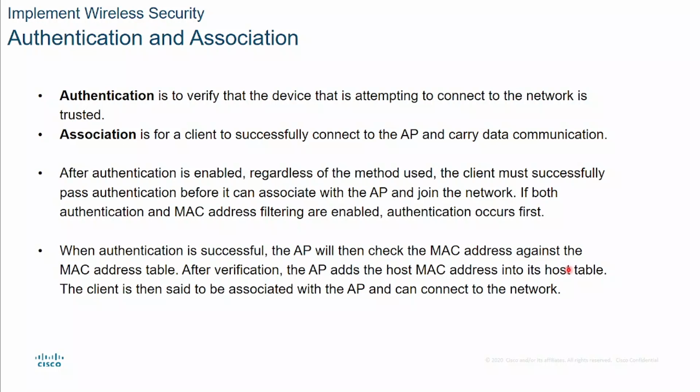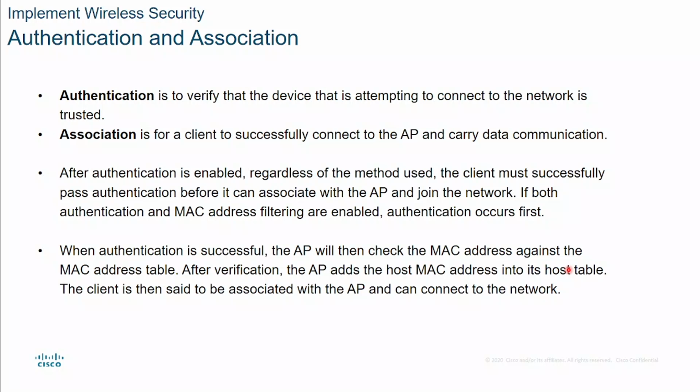So let's look at authentication versus association. Authentication is to verify that the device that is attempting to connect to the network is what's trusted. Association is for a client to successfully connect to the access point and carry data communication. After authentication is enabled, regardless of the method used, the client must successfully pass authentication before it can associate with the access point and join the network.